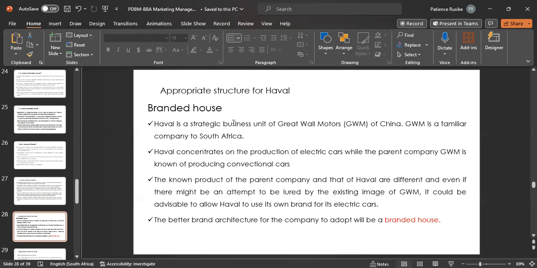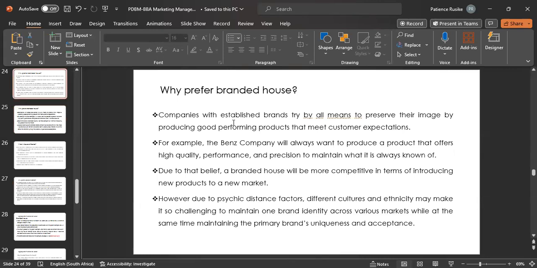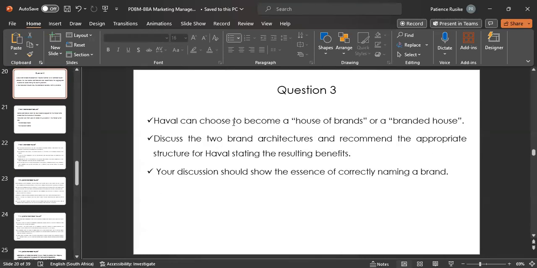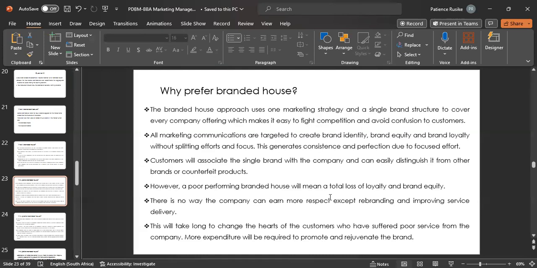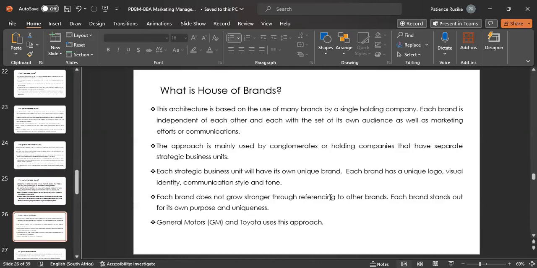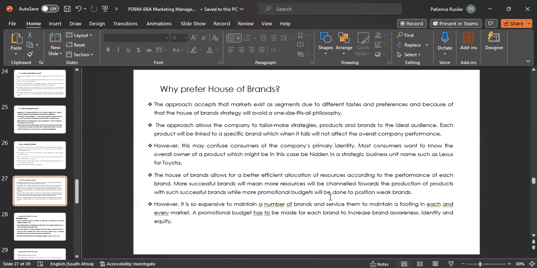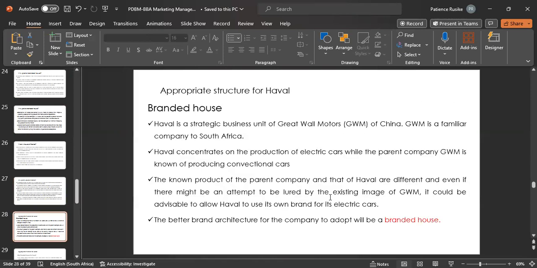Now, at this stage, I believe there is no right or wrong answer. What is required here is for you to support your answer, because they have said here, if I can go back to the question, the discussion should show the essence of correctly naming a brand. So we have to show the reason why we are saying that it is this brand architecture that is appropriate for Haval, taking into account them trying to enter the South African market.